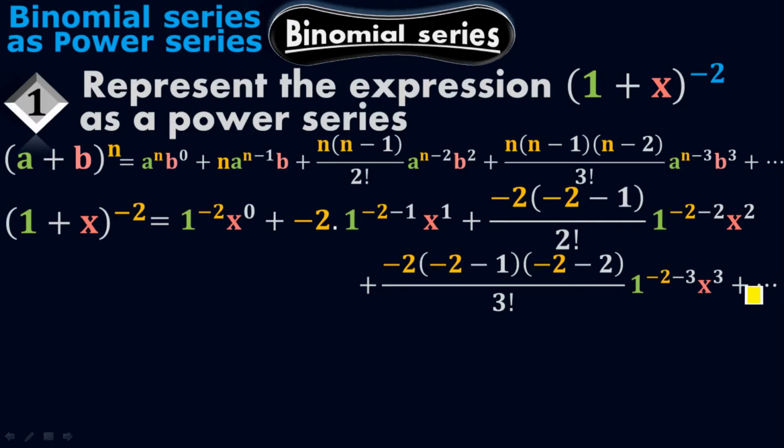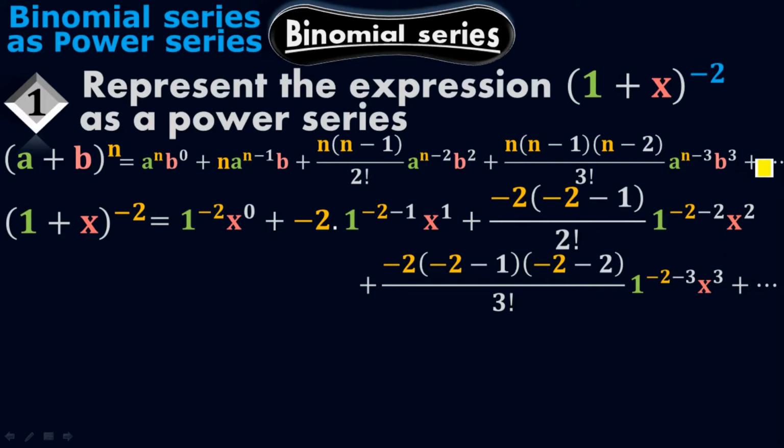Remember, don't forget this infinity. It goes to infinity because the power n is in negative form. If the power n is in negative form or in fractional form, then we have an infinite binomial series. A binomial series with a negative power or with a fractional power goes to infinity. So don't forget it goes to infinity.